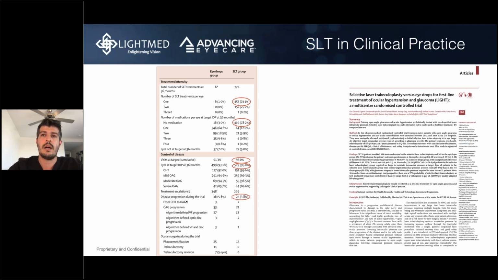Another really important number: which group had a higher chance of their disease progressing? So they got the treatment, they got to the pressure we thought was the right pressure, but despite that, they still had worsening of their glaucoma. 3.8% with SLT, 5.8% with eye drops. Again, it probably has to do with the compliance. And the last number that is really important to me is how many patients in the SLT group ended up needing a surgery like trabeculoplasty or trabeculotomy? 0. So none of these patients ended up needing a surgery, but 11 of the eye drop group ended up needing it.